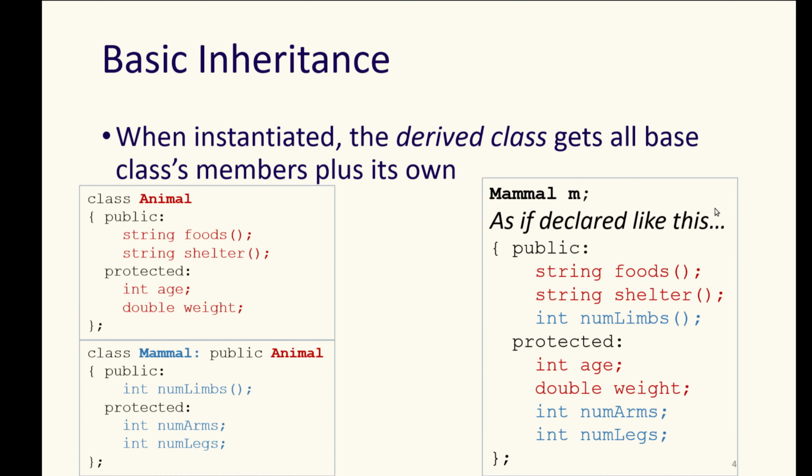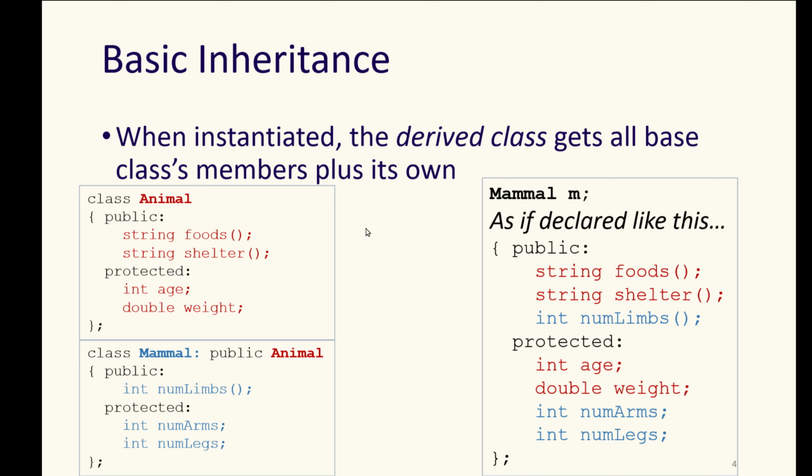This is essentially equivalent to if we wrote all of the things that are present in animal inside of mammal, with a few variations there. There are going to be a few differences than if we had just directly copied and pasted those.